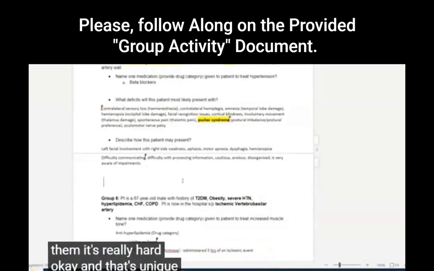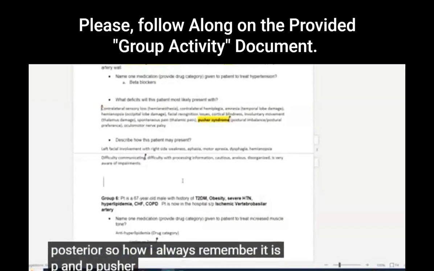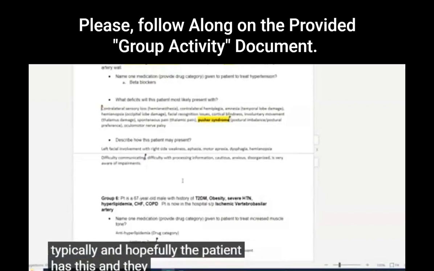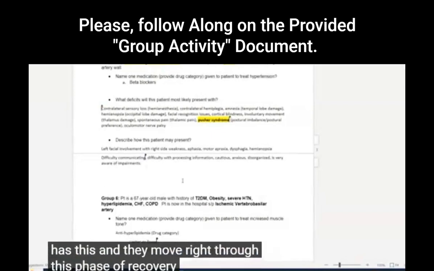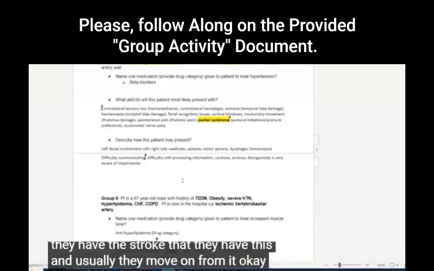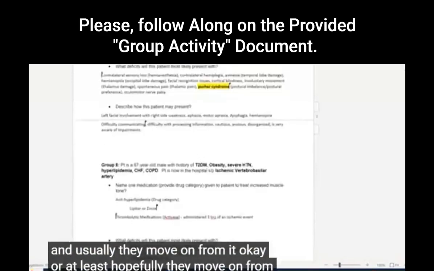Okay, and that's unique to posterior. So how I always remember it is P&P, pusher syndrome with posterior. Typically, and hopefully, the patient has this and they move right through this phase of recovery. It's typically a short period of time right after the stroke that they have this, and usually they move on from it. Okay, or at least hopefully they move on from it.